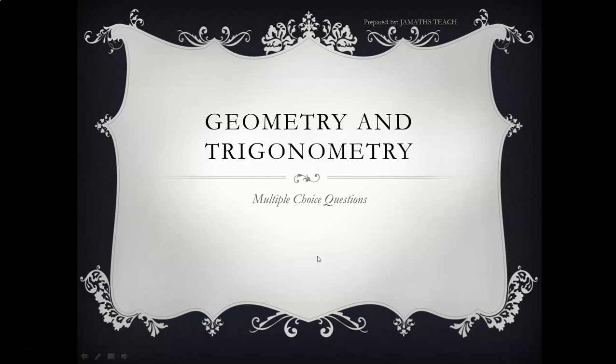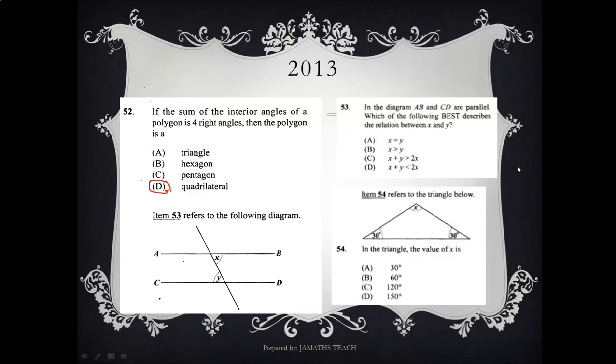Alright, so we are continuing with geometry and trigonometry. Multiple choice questions. We're going to the next year, 2013. If the sum of the interior angles of a polygon is 4 right angles, then the polygon is a quadrilateral, as you would remember from the last video.